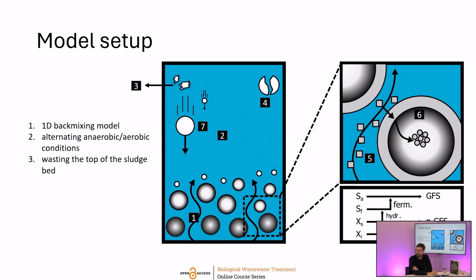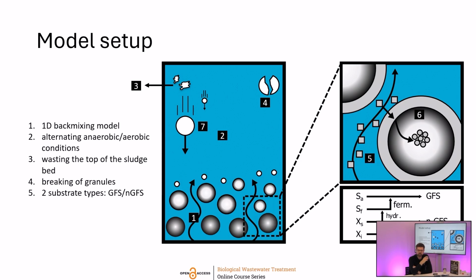We put in sludge selection, as it's known for granular sludge: you need to waste the top of your sludge blanket, where all the flocs are situated, and get rid of them. We simulated the breaking up of granules.